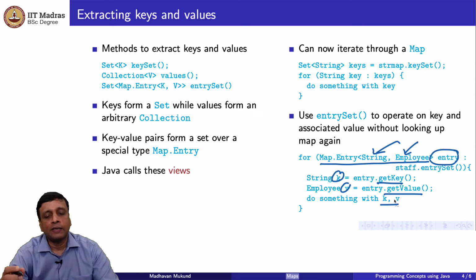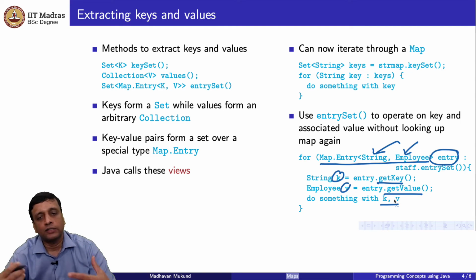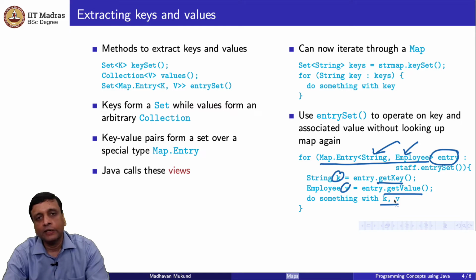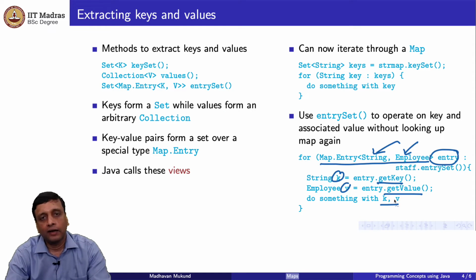So once I am able to extract keys, values, key value pairs as collections or sets from my map, then I can use all the iterator functions of collections in order to run through it. And in particular, going back to our previous question about checking whether something is there and then adding to it.